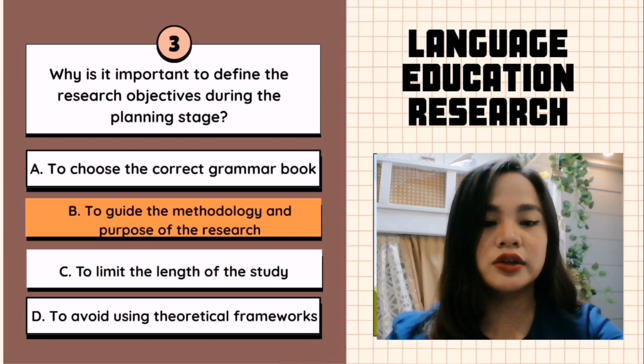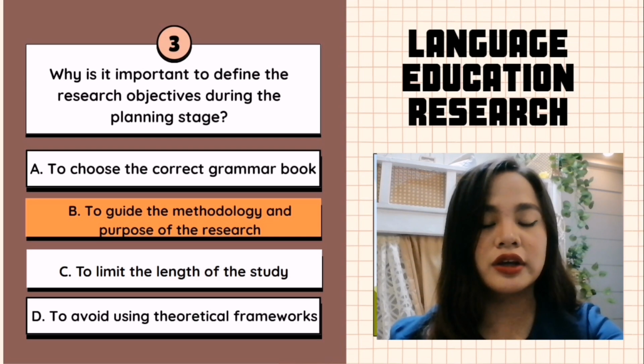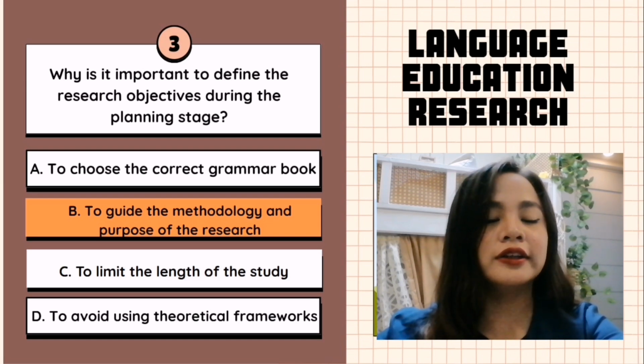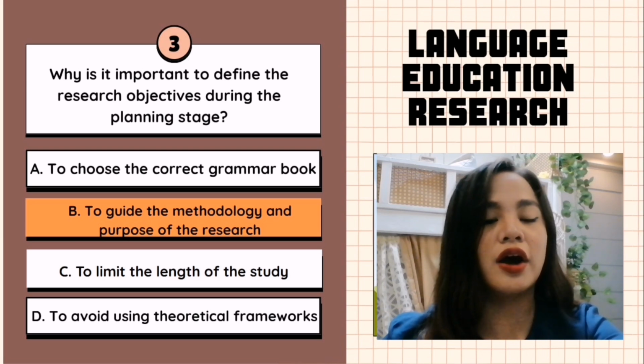Letter D is also wrong because avoiding the use of a theoretical framework is false. In fact, clearly defined objectives often require or are based on a theoretical framework. This choice shows a misunderstanding of how theory and objectives work together.